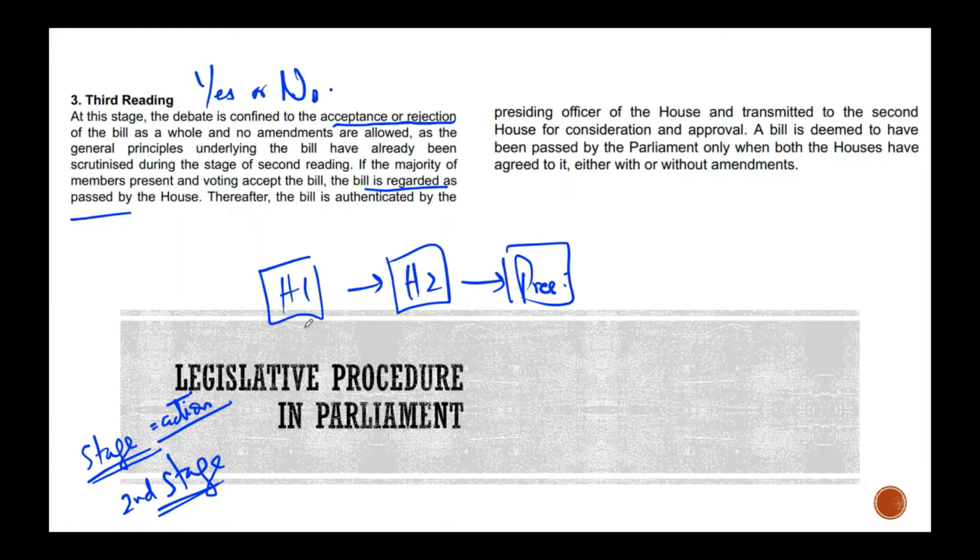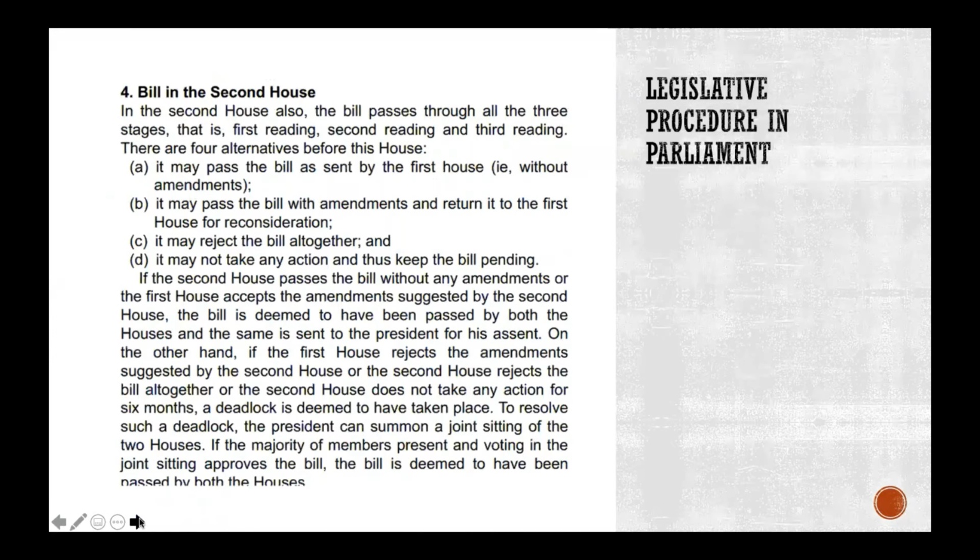Now that we've passed it in your house 1, it has been transmitted to your house 2. What happens in house 2? So the bill goes through the 3 stages: first reading, second reading, third reading. And there are again 4 alternatives here. What are the 4 alternatives?